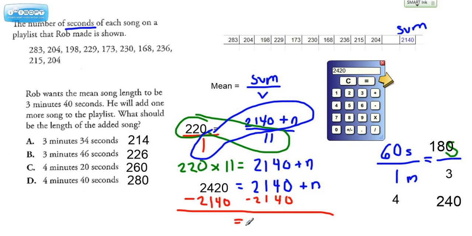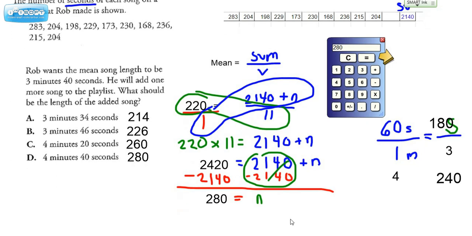All right, let's bring down the equal sign. Now the answer to the question, what happens with all that? That cancels out. We'll bring down this n, and then we're going to go ahead and find the difference between these two numbers, which we have 2,420 minus 2,140, and that equals this. All right, so that's in seconds.